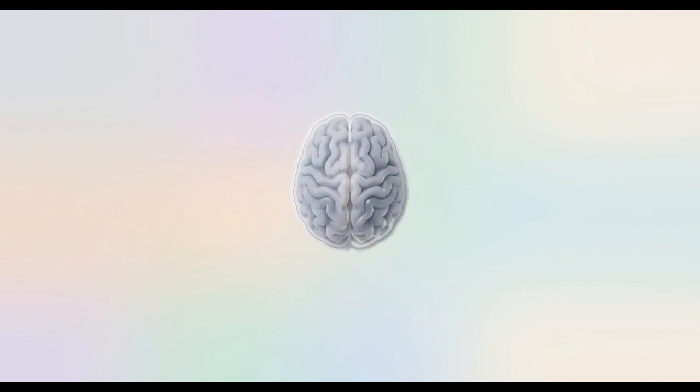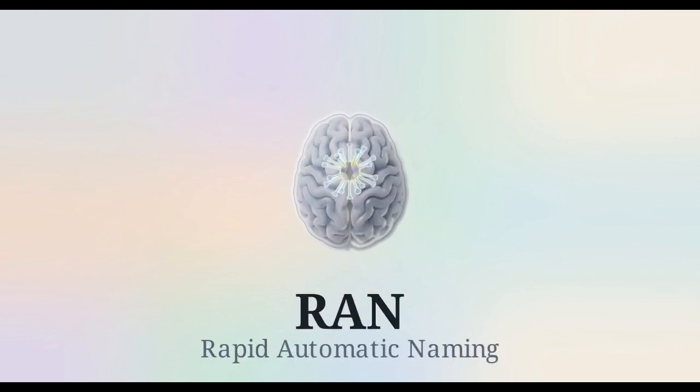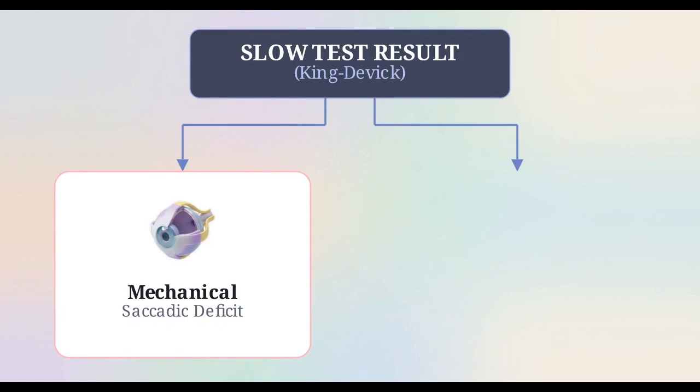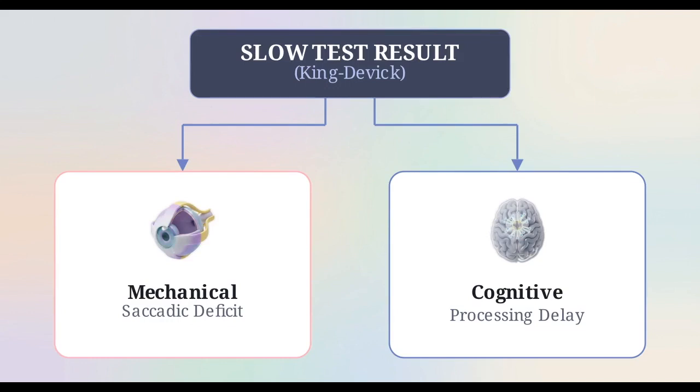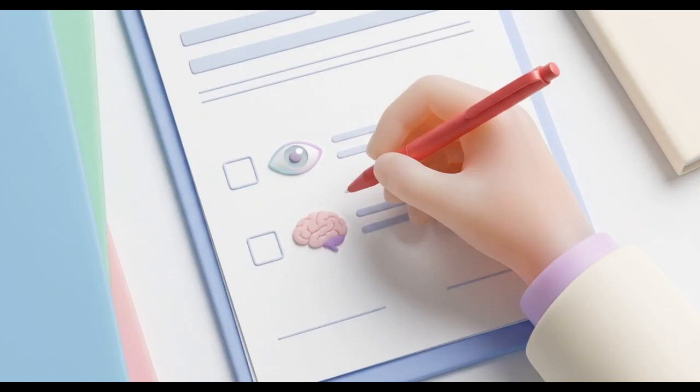Reading numbers aloud relies on a cognitive variable called rapid automatic naming, or RAN skills. A slow reading time on the King-Devick presents two distinct possibilities. Either the patient has a mechanical saccadic deficit, or their eye muscles are fine and they are experiencing a delay in the brain's cognitive processing speed. If a test cannot isolate those RAN skills, clinicians risk misdiagnosing a neurological processing issue as an eye muscle dysfunction.